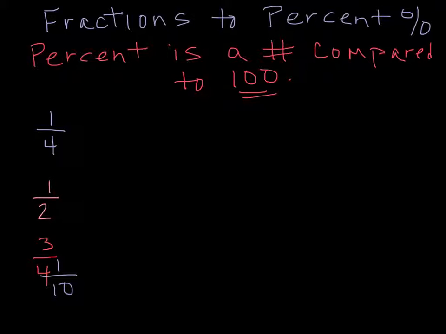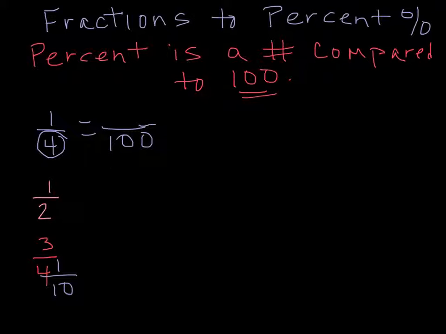So I have some fractions here, and we're going to see what we need to do to change these into a percent. Now, when you have a fraction where the denominator, like this 4, is a factor of 100, then the fraction can very easily be a percent. So 1/4, the denominator is a 4. 4 is a factor of 100. That means 100 can be divided by 4 evenly. So put an equal sign here.